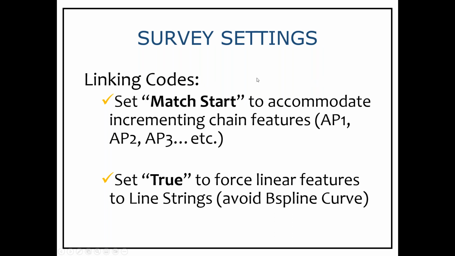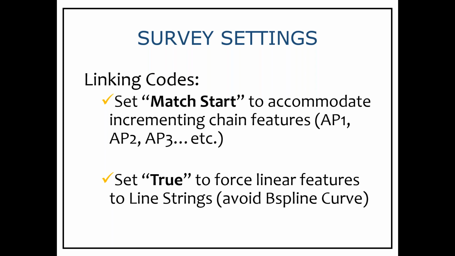Linking code. So this goes on to what I mentioned a minute ago. This is a survey setting where you want to set it depending on how you're surveying. Many of the software vendors will allow you to do not just AP, but when you're creating chains or points, AP1, AP2, AP3. If you select the match start, then it will accommodate those incrementing chain features and point features. So you'll see them the way they should be.